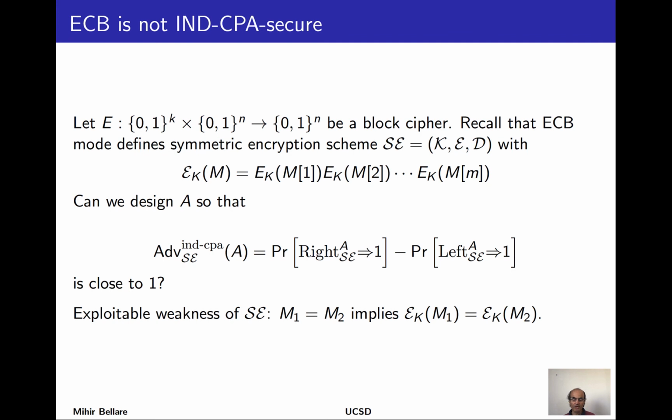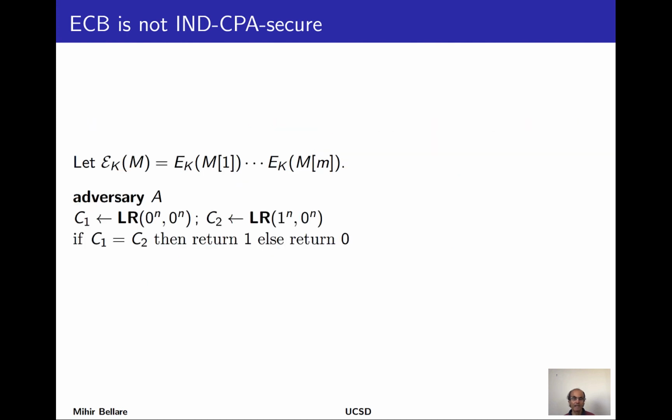We already know intuitively what's wrong with this scheme. It simply is determinism. So we know that when two messages are the same, so are their encryptions. That's just a feature of this formula. So our job in building an attack comes down to seeing how to exploit that to actually give an adversary with high advantage. And so here's how we might do it.